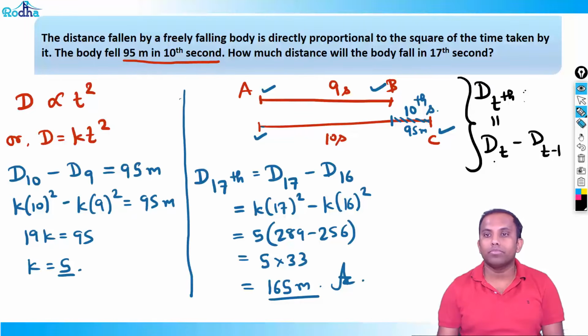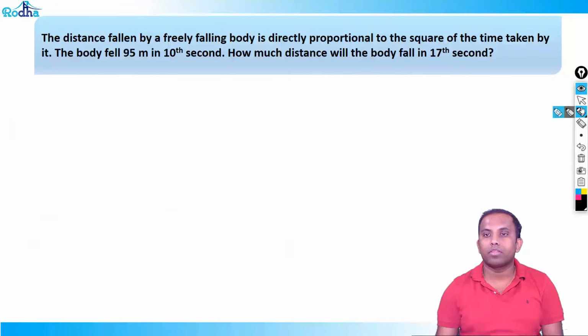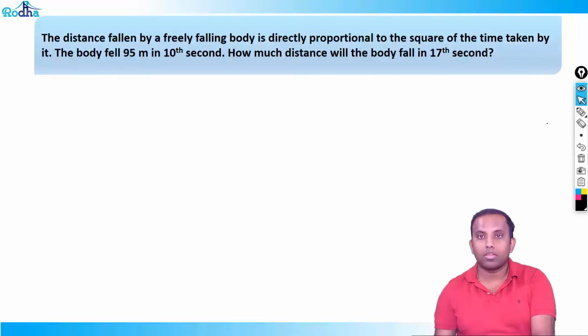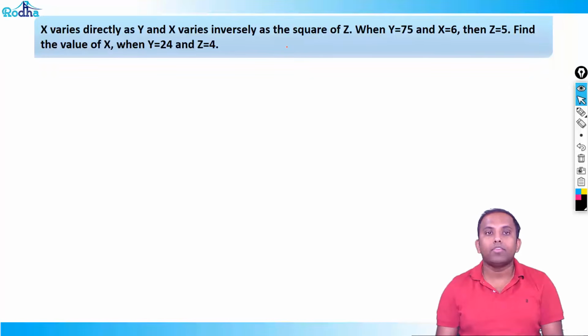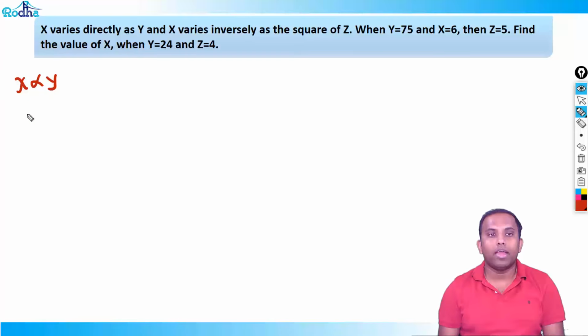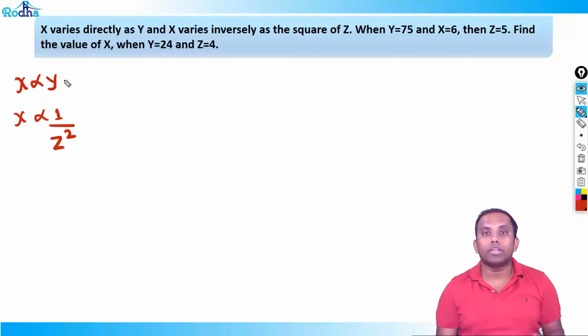Okay, move to the next question now. x varies directly as y and x varies inversely as the square of z. So x varies directly as y and x varies inversely as the square of z. This is a part of what we have studied, a part of joint variation. So how can we combine these two?